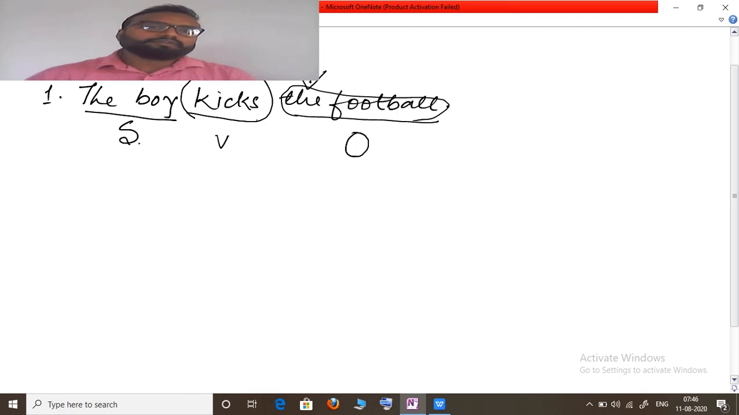And therefore this verb is transitive. The word to which the action of the verb is directed is the object. And this word, the football, is the word to which the effect of the verb is being transferred. So this is known as the object. So we got to know what a transitive verb is and what an object is.